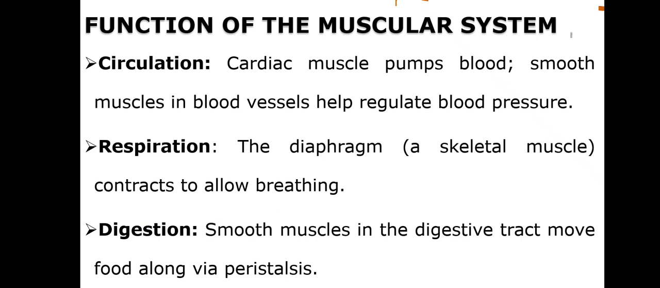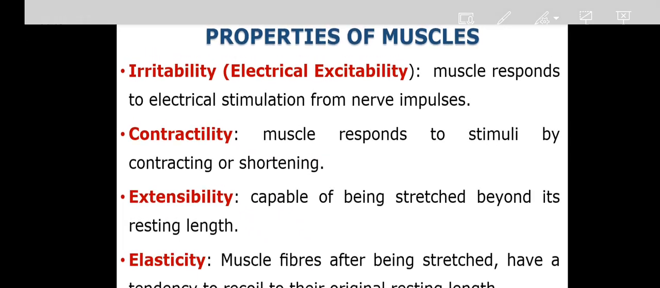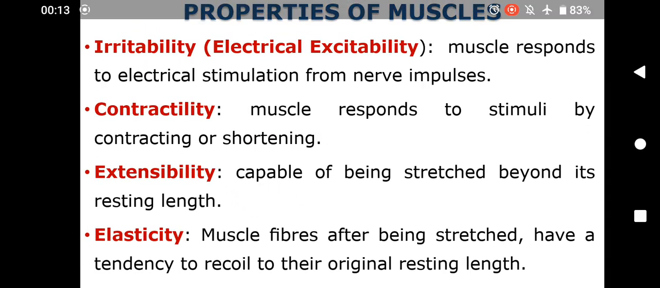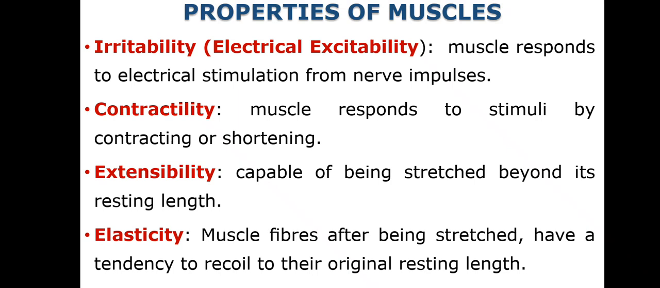So basically, that's just what I wanted you to know on the functions of the muscles. I think now you've got an idea of what these muscles do, whether skeletal, cardiac, or smooth muscles. Apart from that, it's also important for you to know the properties of the muscles. What are these different features or properties of muscles?